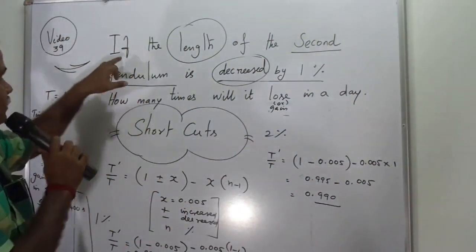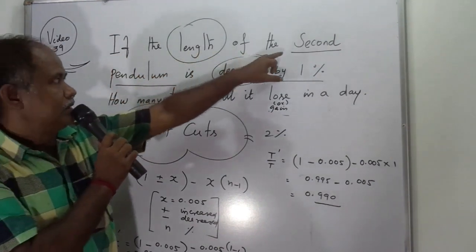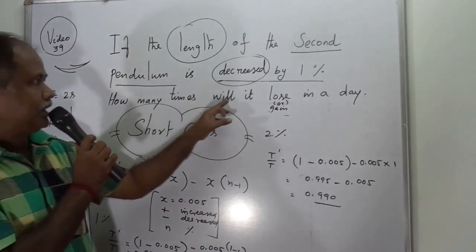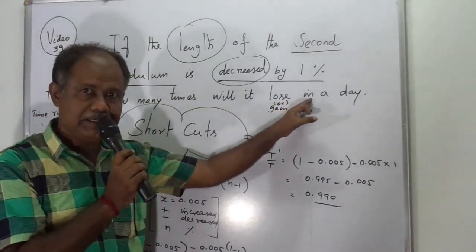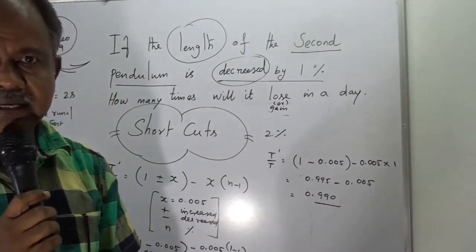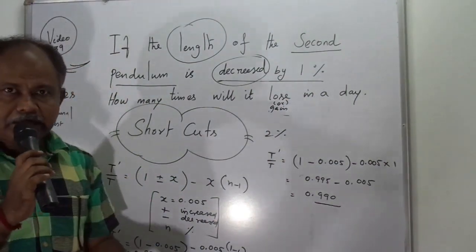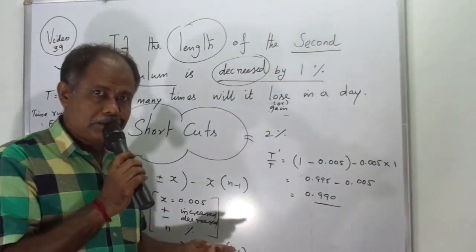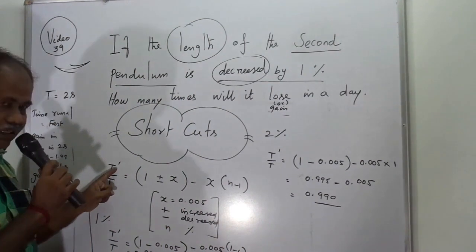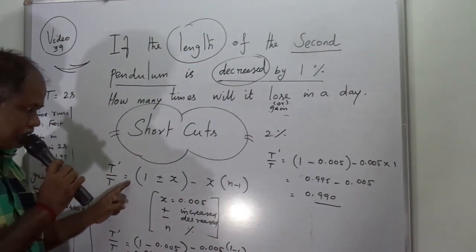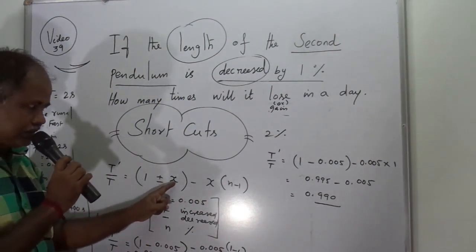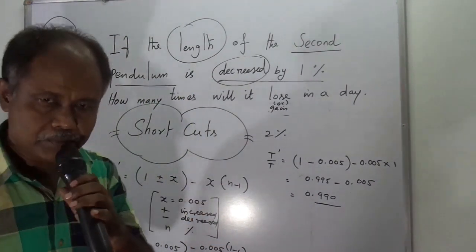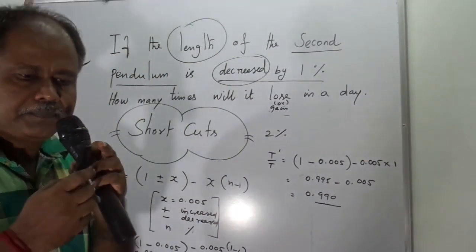In the last session we discussed: if the length of the second pendulum is decreased by 1%, how many times will it lose or gain in a day? I gave a shortcut method. In the shortcut method, t dash by t is equal to 1 plus or minus x into n minus 1. I gave all the details in the last session.